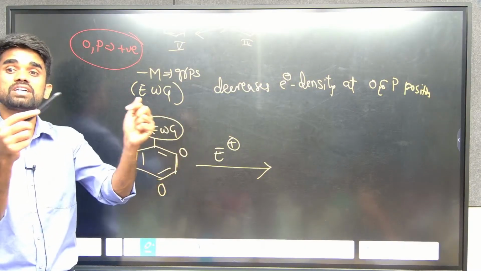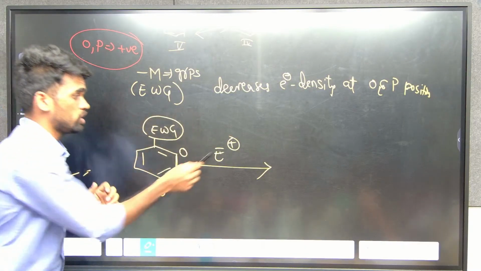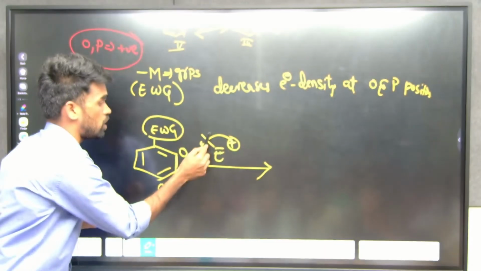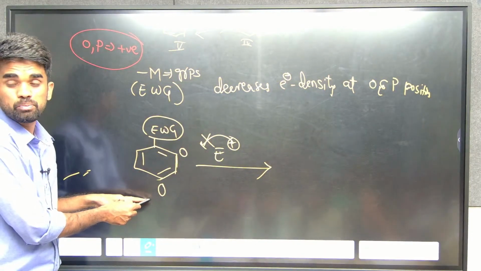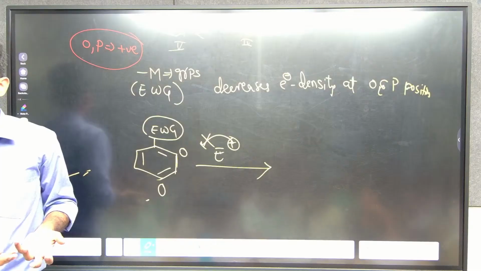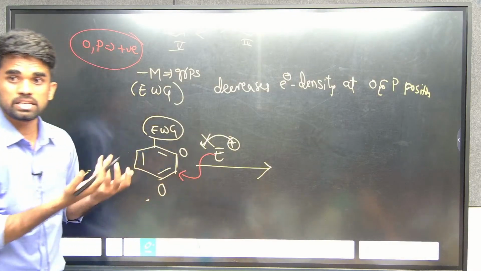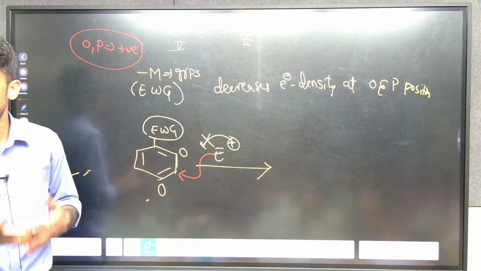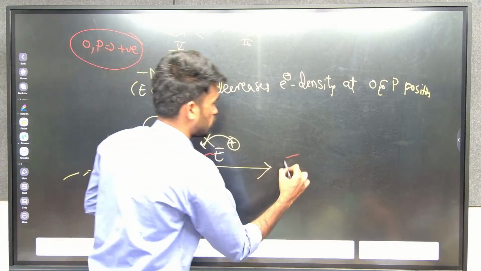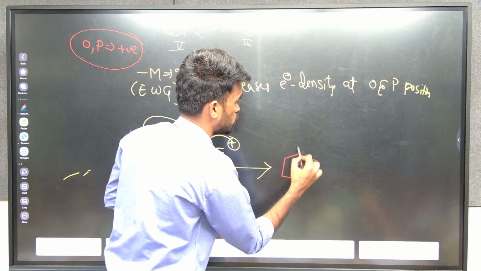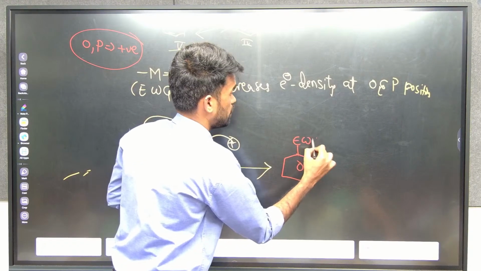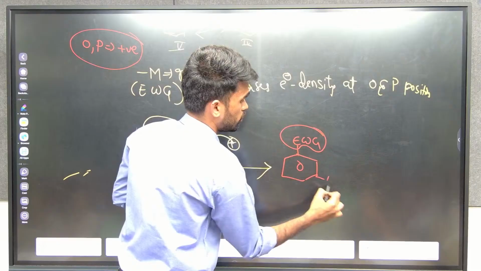See, both like charges will repel. So it means this group doesn't enter into ortho position or para position. What is the remaining position we have? Relatively meta position is better because there is no negative charge, there is no positive charge. So electrophile in this case goes to which position? In which case when we have electron withdrawing group.